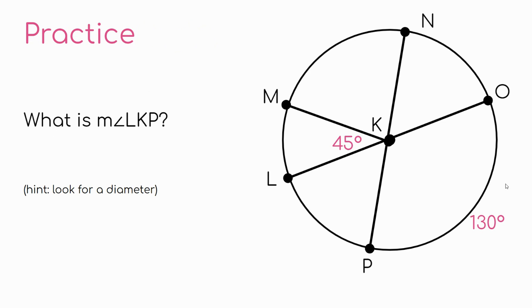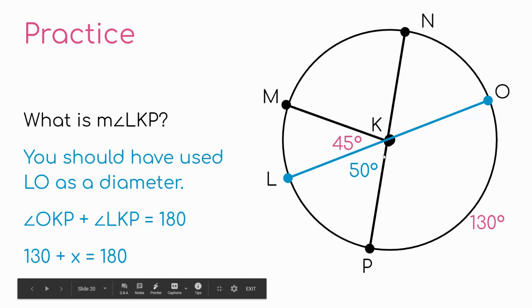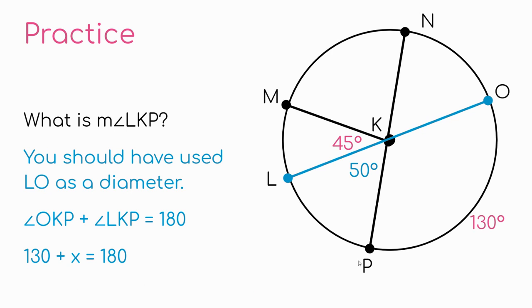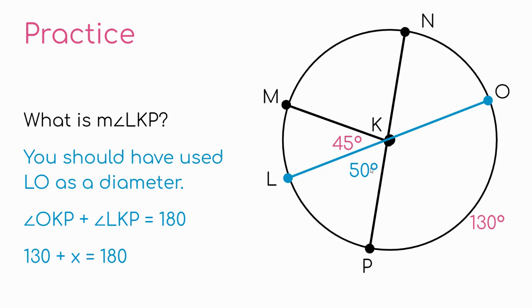So go ahead and try to solve for angle LKP. That's this guy, LKP. Your hint is to look for a diameter. All right, so you should have used this diameter LO, which means that these two angles, OKP and LKP, have to add up to 180, which means 130 plus whatever this is is 180. So if you subtract those, you get that LKP has to be 50 degrees. 50 plus 130 is 180.